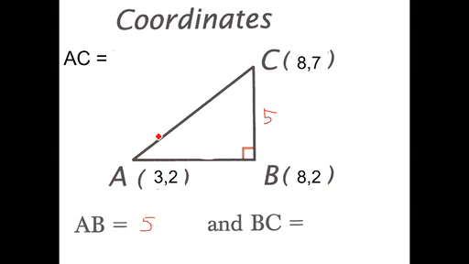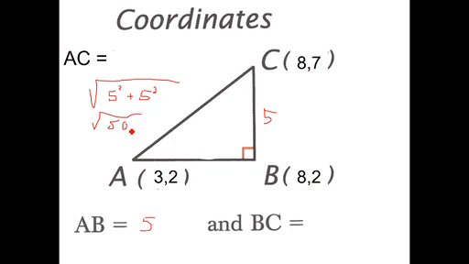So how far is it from A to C? Well, the distance formula would tell us what? The square root of 5 squared plus 5 squared, which is the square root of 25 plus 25 is 50. The square root of 50.